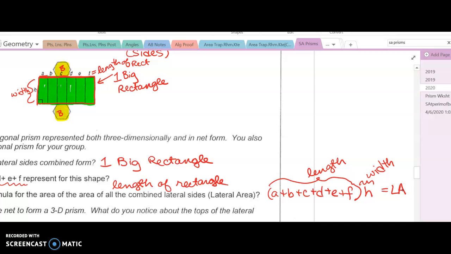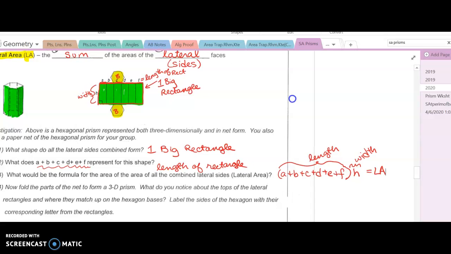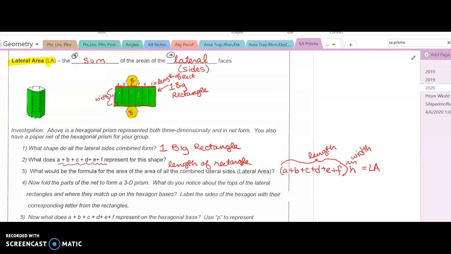Now we're still going to make it a little bit more concise. In the next video, you're going to see a way to condense this A, B, C, D, E, F into something else.